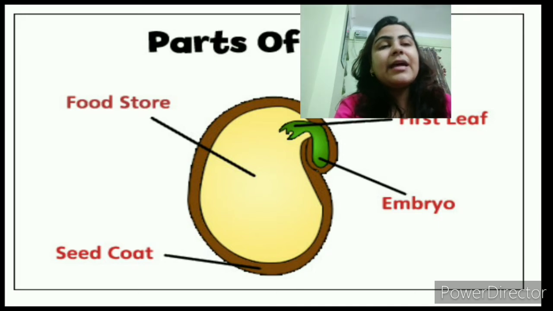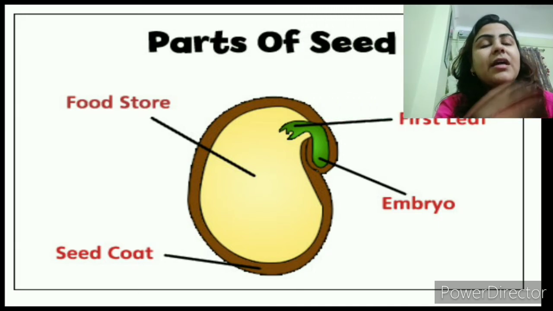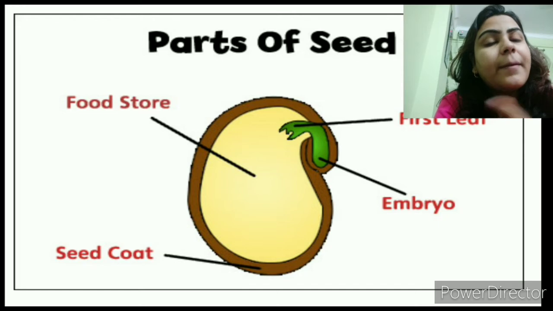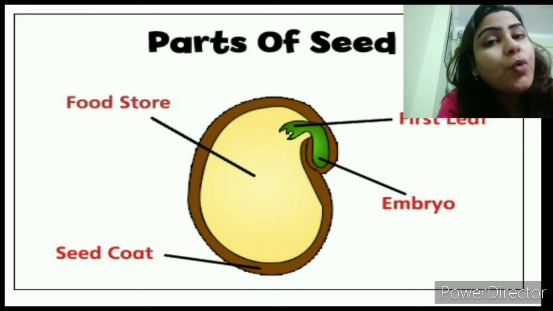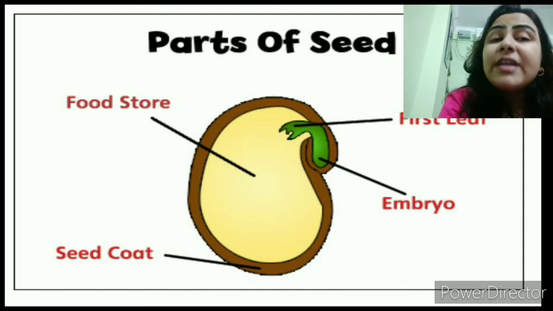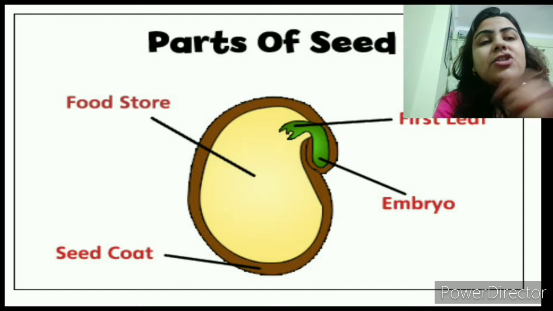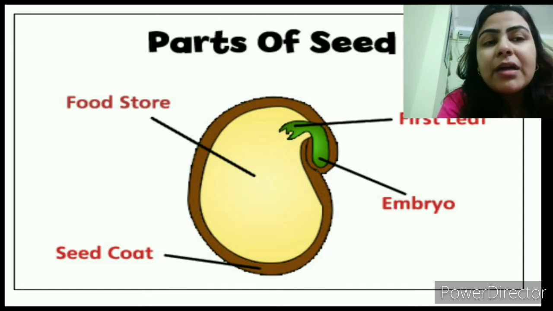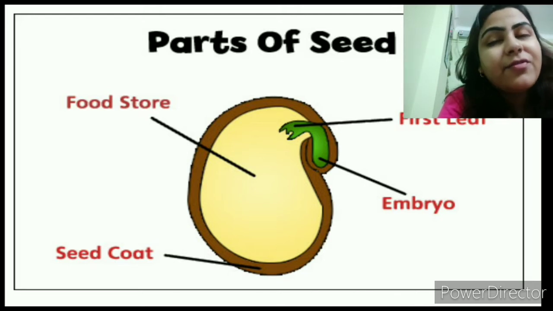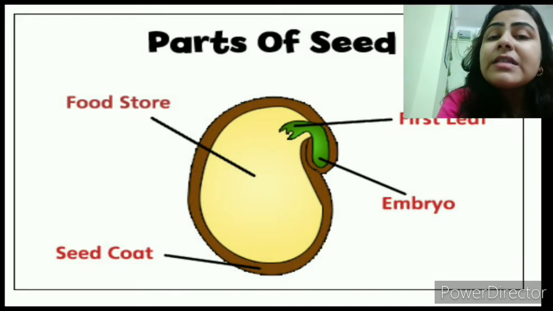So as I said, we had discussed the parts of the seed. First of all, we are having the seed coat. What does the seed coat do? It protects the baby plant. Just as you can see the green part out there, which has the embryo and the first leaf, that is known as the baby plant.